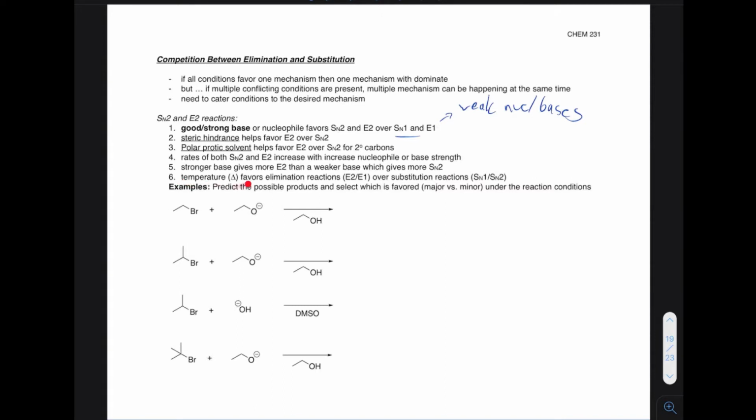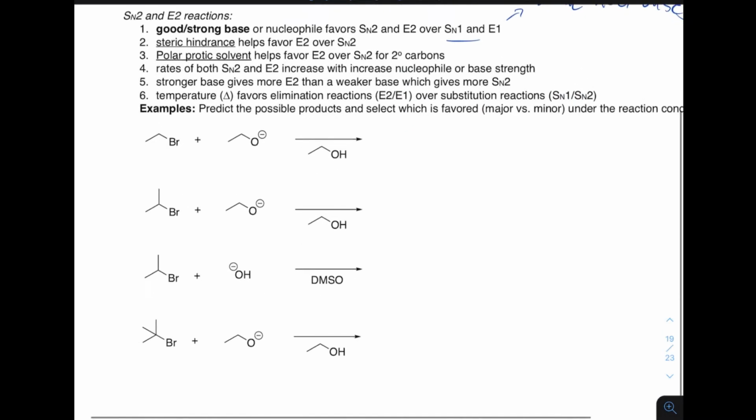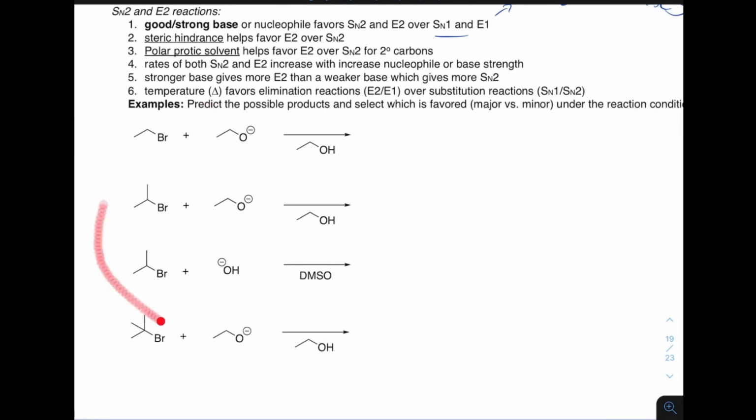And in general, temperature will favor elimination reactions over substitution reactions. So if you see temperature, it's a good chance you'll have more E2 product over SN2 product. It's kind of hard to say for sure if temperature will make E1 reactions happen more than SN1, but we'll discuss that in a second here. So what I'm going to go over really quickly is some different possible products here, and we'll discuss which is major and which is minor.